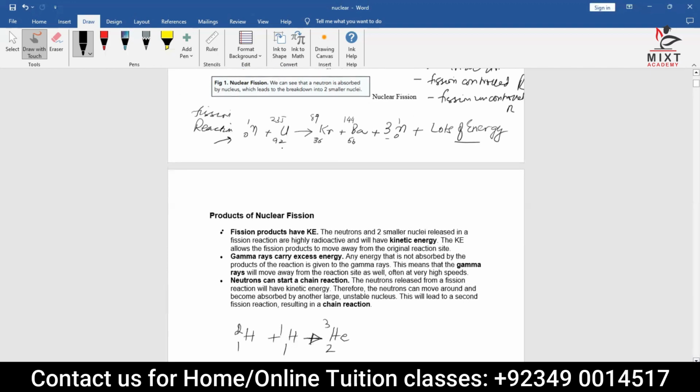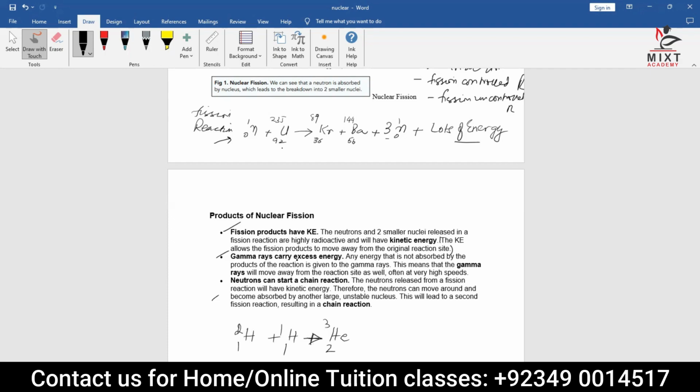I want you to write this as well. Products of nuclear fission reaction. Firstly, fission products have kinetic energy. The neutrons and two smaller nuclei released in the fission reaction are highly radioactive and will have kinetic energy. The kinetic energy allows the fission products to move away from the original reaction. There is no need to write that.